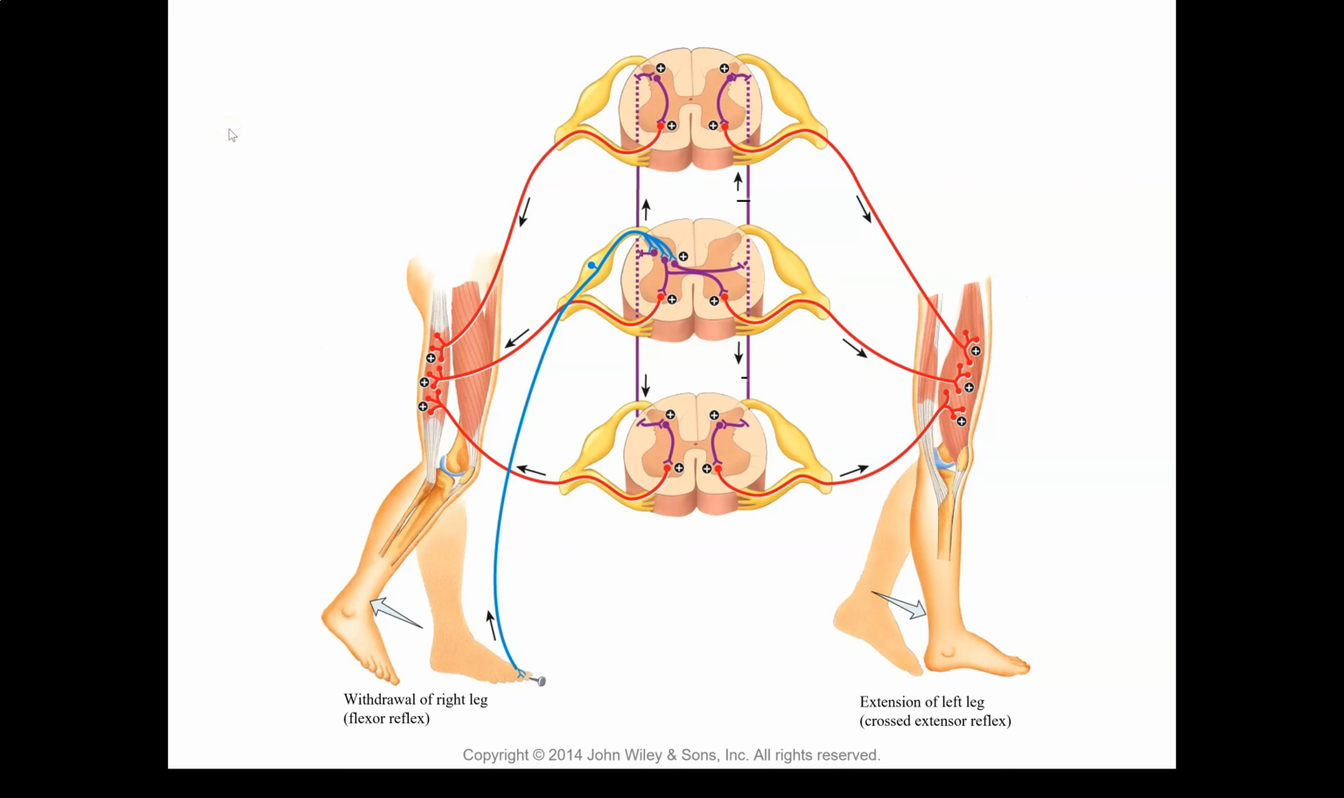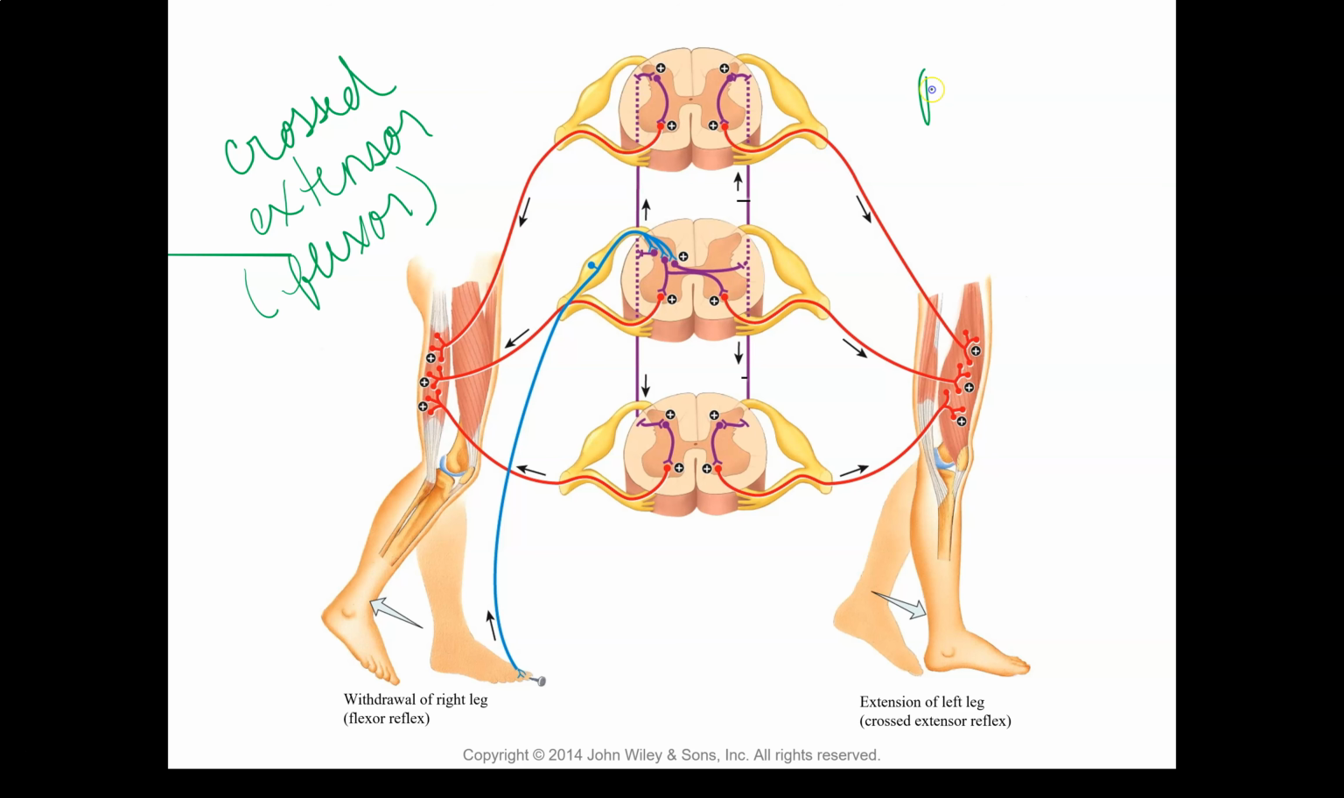So when we talk about this reflex, it's usually in reference to balance maintaining. So crossed extensor, it's always going to be combined with the flexor reflex. It's a balance maintaining reflex. The crossed extensor reflex is polysynaptic, contralateral, and involves multiple segments of the spinal cord, so it's intersegmental.